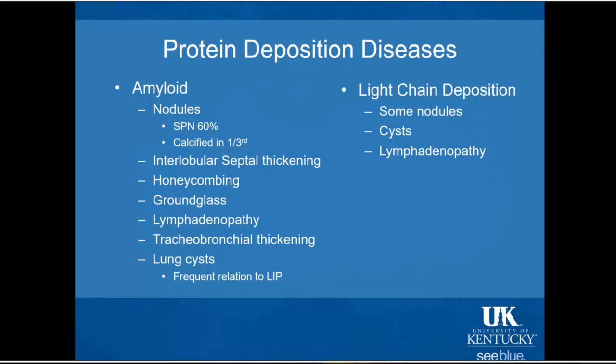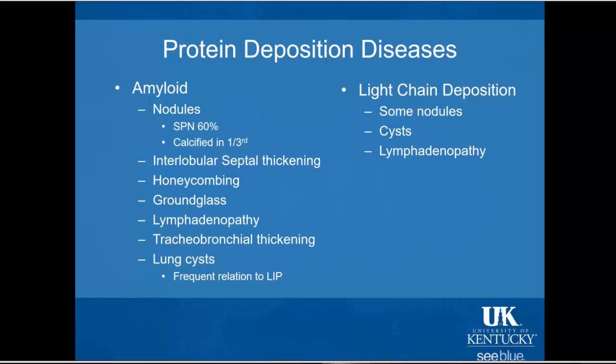Now, the amyloid itself can present in a variety of different ways. Most commonly, that's a simple solitary pulmonary nodule that manifests in a majority of amyloid cases. Calcification in amyloid occurs very frequently. You can end up also with areas of interlobular septal thickening, sometimes with variable degrees of fibrosis as evidenced by honeycombing, or sometimes you end up with more subtle ground glass abnormality.